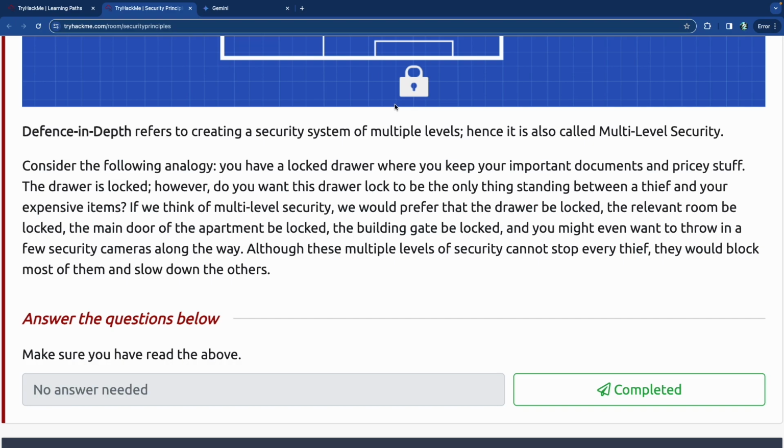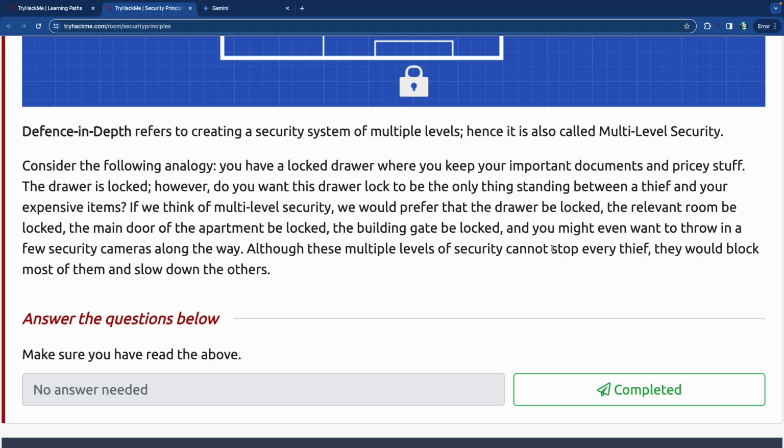Defense in depth refers to creating a security system of multiple levels, hence it's called multi-level security as well. Consider the following analogy. You have locked a drawer where you keep your important documents and pricey stuff. The drawer is locked. However, do you want this drawer lock to be the only thing standing between a thief and your expensive items? If we think of multi-level security, we could prefer that the drawer be locked, the relevant room be locked, the main door of the apartment be locked, the building gate be locked, and you might even want to throw in a few security cameras along the way.